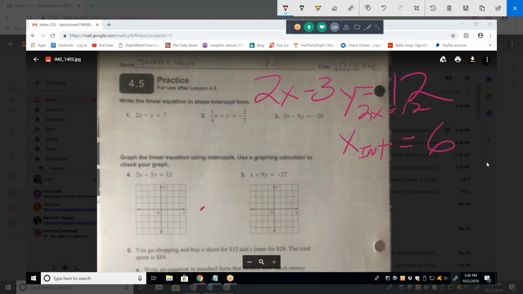Okay? Now, let's figure out the y-intercept. What's the y-intercept equal to? Remember, that's the function right there. So what am I going to set equal to what to figure out the y-intercept?